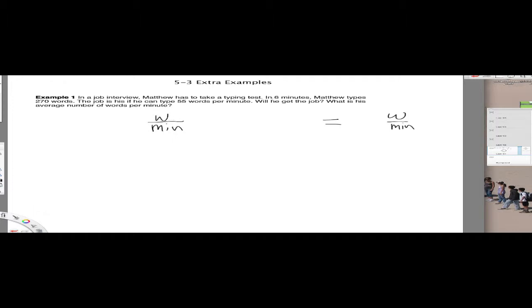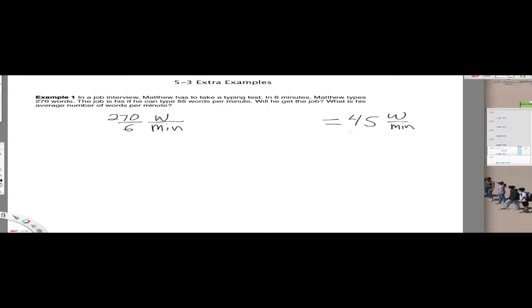I have 6 minutes. That goes with the denominator. I have 270 words. That goes in the numerator. And so now I have 270 over 6 words per minute. Looks like I got something I could calculate. So 270 divided by 6 equals, and we have an answer. That would be 45 words per minute.